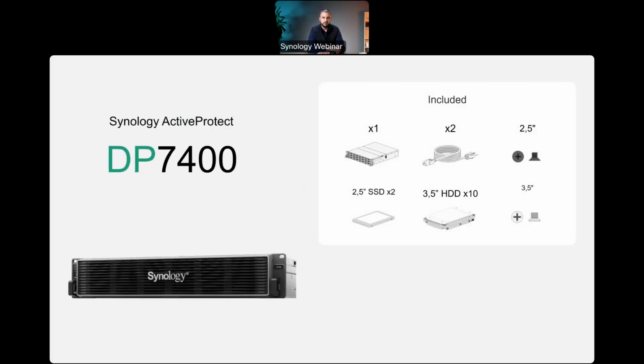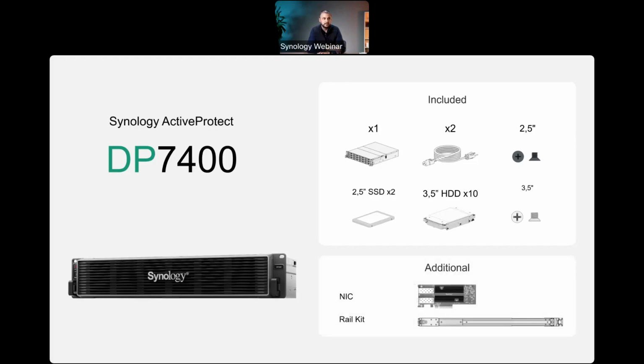Like I said, and like you saw in the video, the devices are preloaded. So out of the box, you receive all the necessary equipment to get things going. You receive the cables for the power. You receive the 2.5-inch screws for your 2.5-inch SSDs. And you also receive the SSDs and the HDDs, as well as the 3.5-inch screws for your HDDs. What is not included and what can be additionally purchased is the network interface cards, which I'll show you in the next slide, and also the rail kits are not included in the rack model.